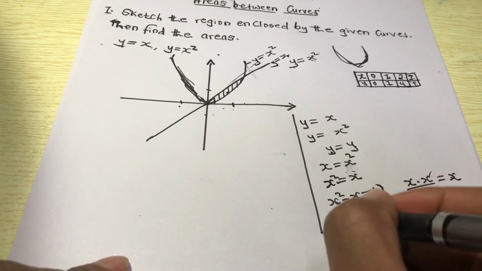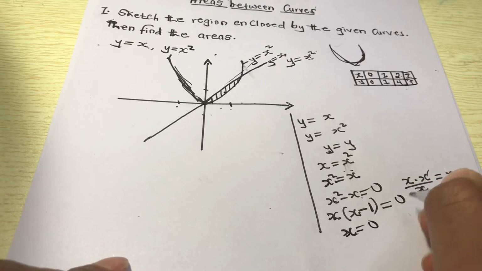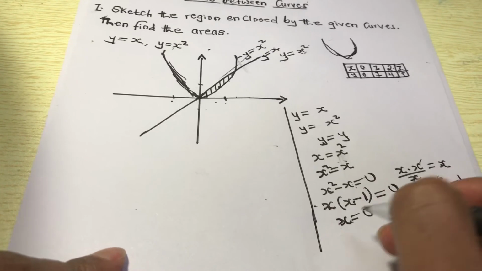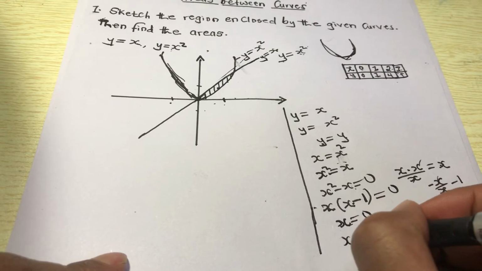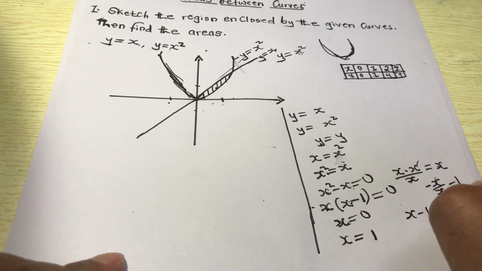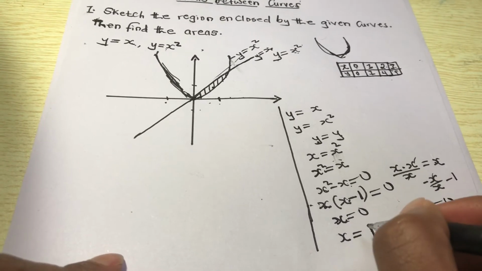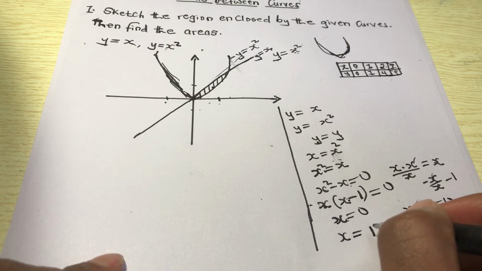It's equal to 0. The first x is 0. We know this one is the first x. It's 0. Okay? The second x will be 1, because x minus 1 is equal to 0. It will go that side, x is equal to 1. So we have the second x to be 1.